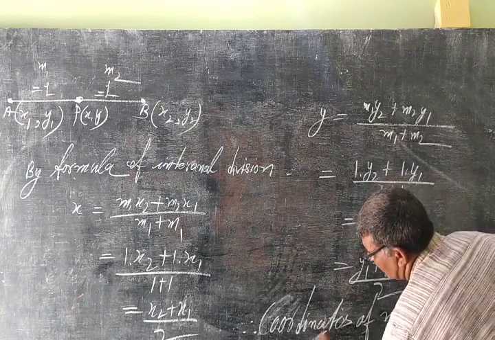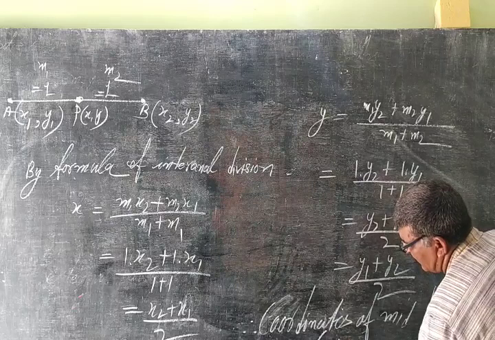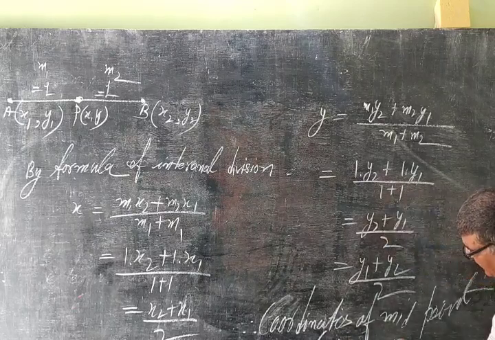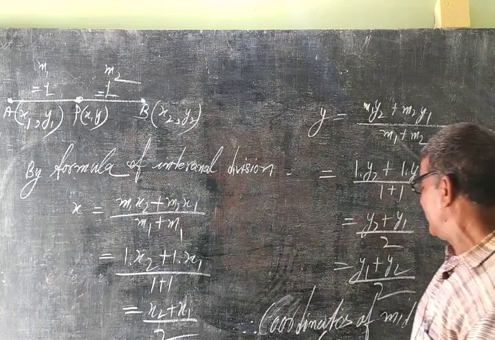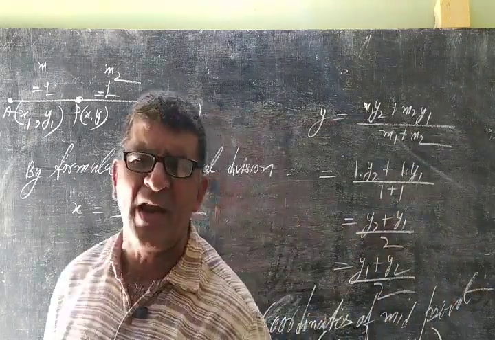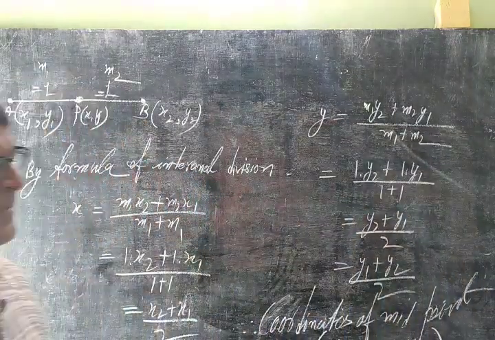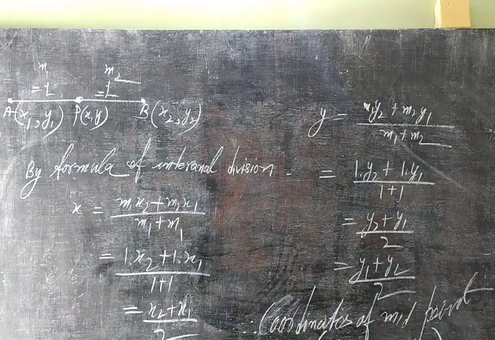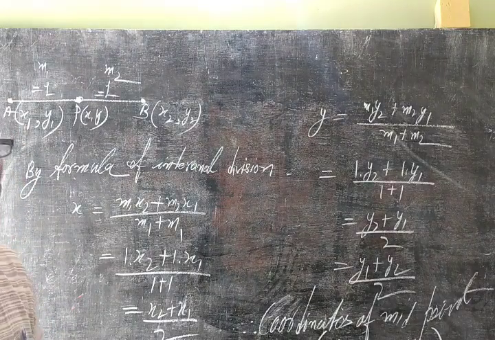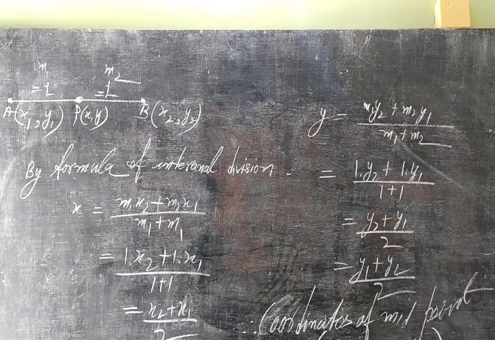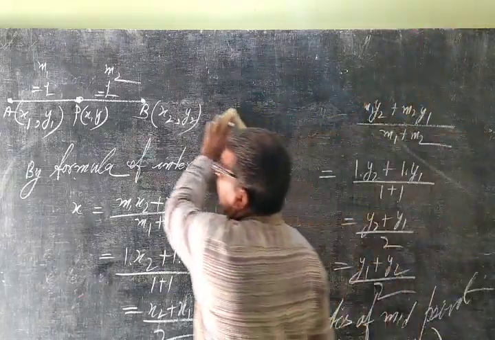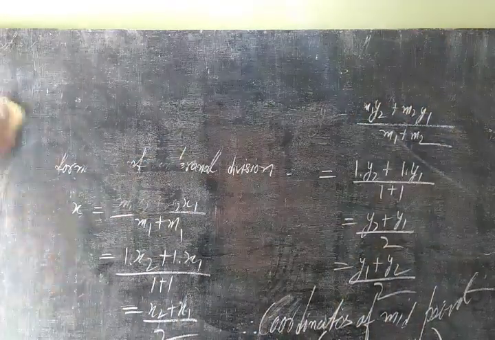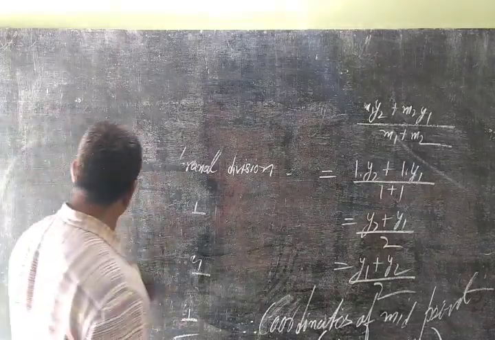Coordinates of midpoint equal to x1 plus x2 upon 2, y1 plus y2 upon 2. Then we have to apply this formula for the midpoint of any line segment. And now I am applying it in the given question number 4, how to find the midpoint of any line segment. You have to see now question number 4, how to apply this formula.